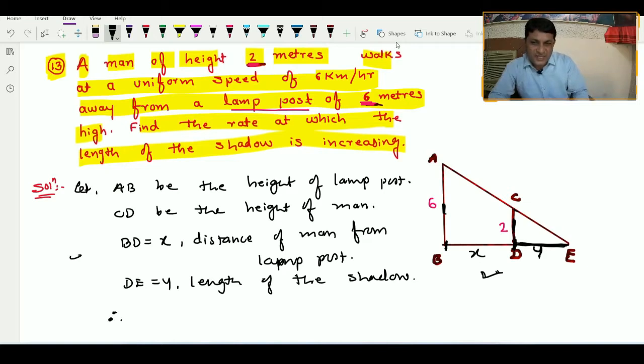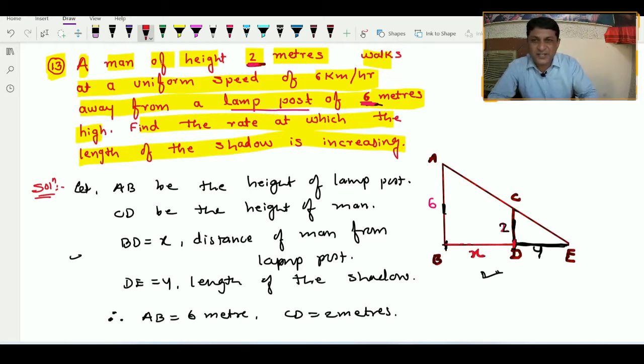So here we can say that AB is equal to 6 meters. It is given to us that it is the height of the lamp post. CD is equal to 2 meters, which is the height of the man. It is also given to us. Again, if you observe the given condition, X is the distance of the man from the lamp post, and this distance is increasing, because the man is moving away from the lamp post.